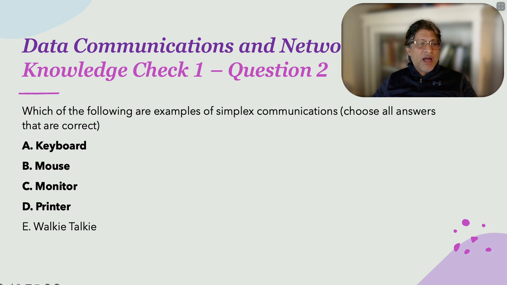Walkie-talkie, as we know, is half duplex. One person talks, the other person listens, and the other way around, the other person talks and the first person listens, and so on and so forth. So that's not simplex, that's half duplex. So these four are the answers for simplex communication. Let's go to question number 3 now.